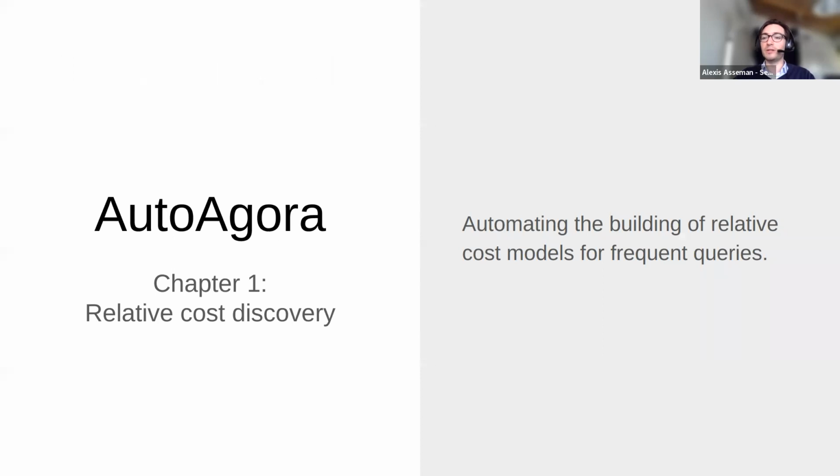So for this, we created AutoAgora. AutoAgora is in charge of automating pretty much every step of that process, and functionally it's split in two parts. It's split into a relative cost discovery part, which helps you determine for each subgraph how different queries cost in terms of your hardware relative to each other. Then in the second part, we're going to discuss how all of those prices are adjusted in real time to the current market conditions.